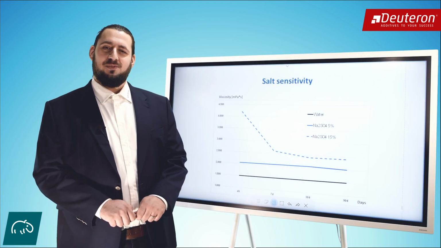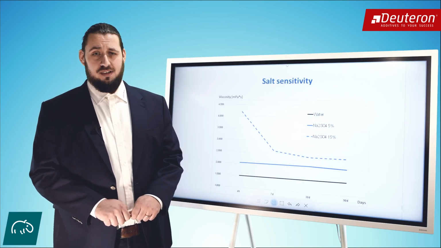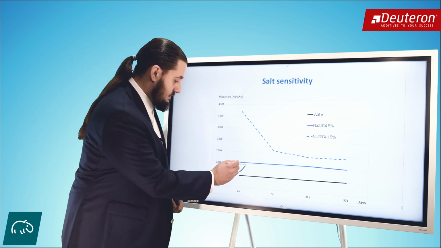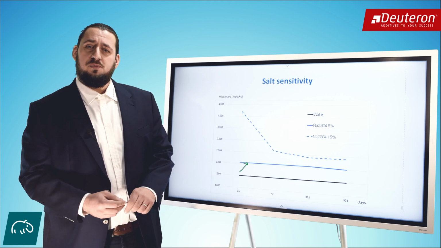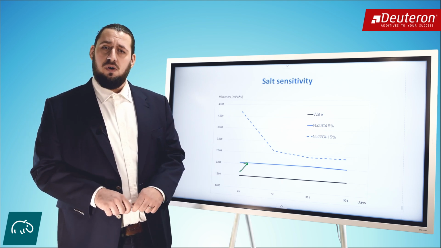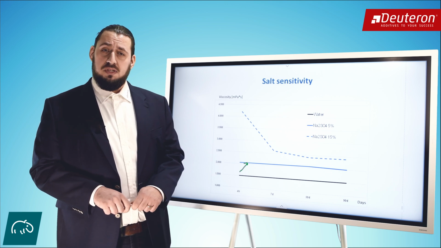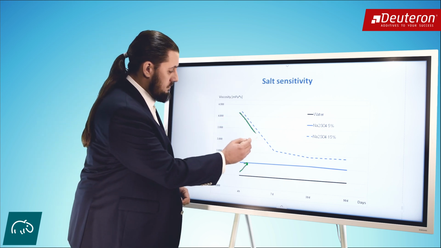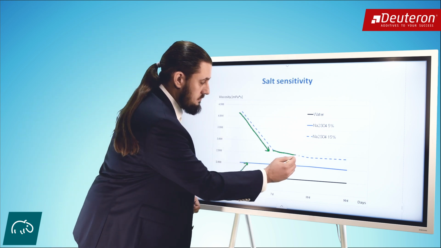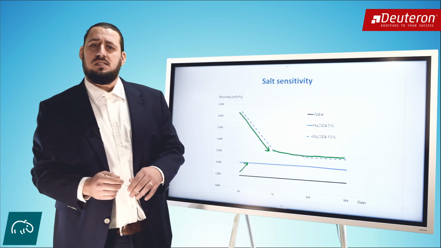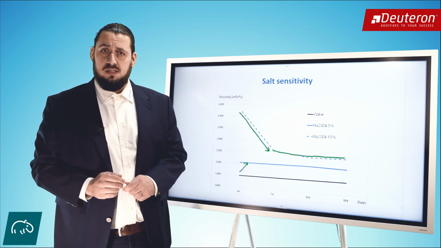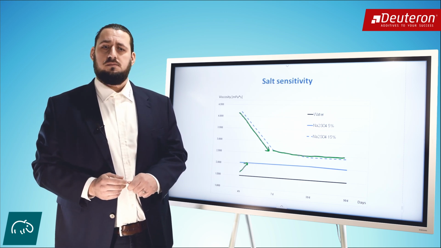Xanthans are not sensitive against salt content like other thickeners. The addition of salt can increase the viscosity, like here. There's a small effect on the viscosity with a small amount of salt. With a higher amount of salt, the viscosity decreases initially, but remains at a higher level. That means with salt content, the viscosity level can be higher. Overall, the stability of the system tends to be better.